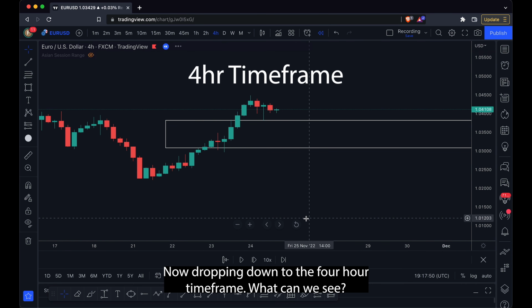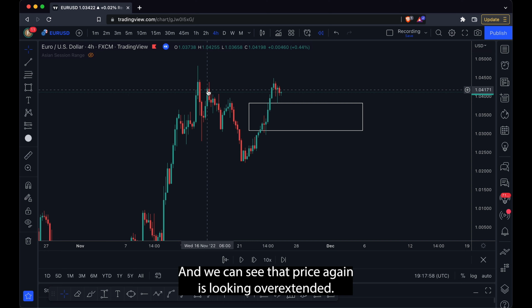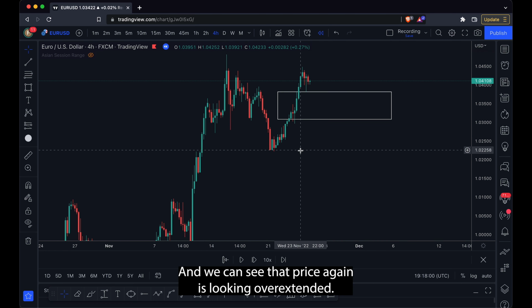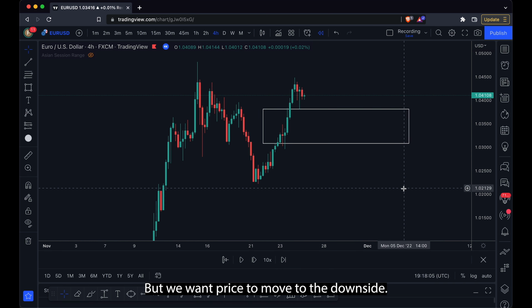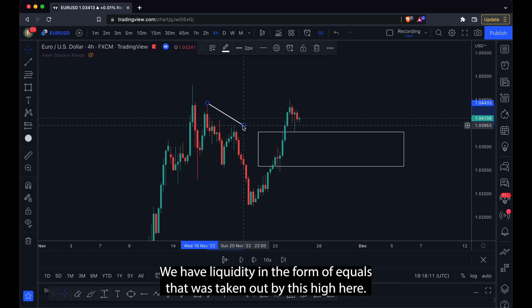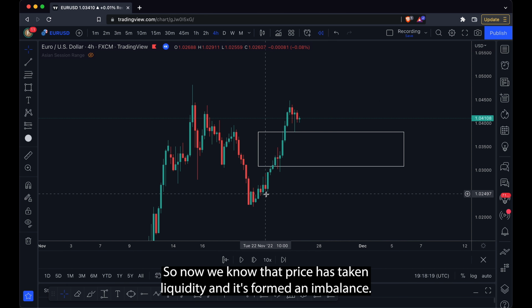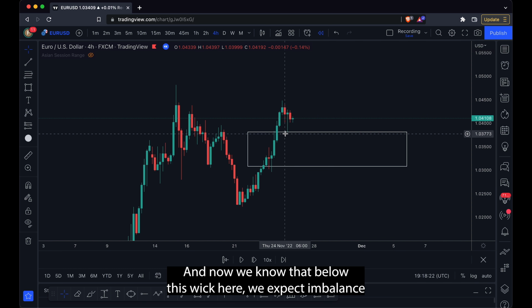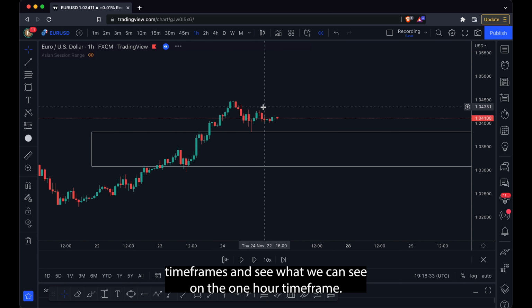Now dropping down to the 4-hour time frame, what can we see? This is that daily imbalance that we saw before, and we can see that price again is looking overextended, but we want price to move to the downside. Essentially that's our bias. From here we have liquidity in the form of equals that was taken out by this high here. So now we know that price is taking liquidity and it's formed an imbalance, and below this wick here we expect an imbalance that should be filled. So let's jump down to a couple more lower time frames and see what we can see.